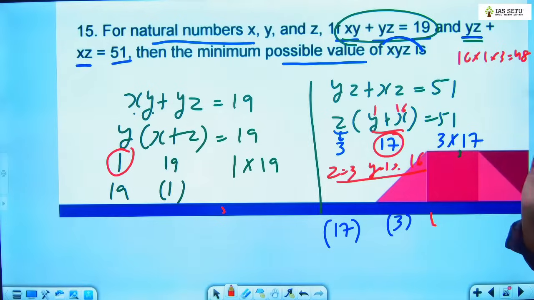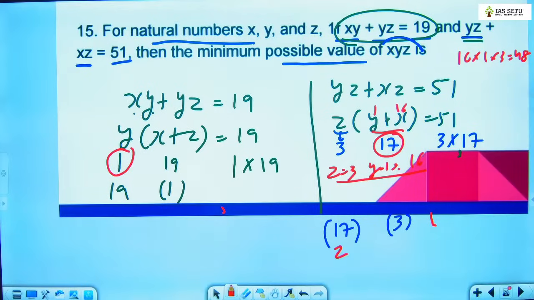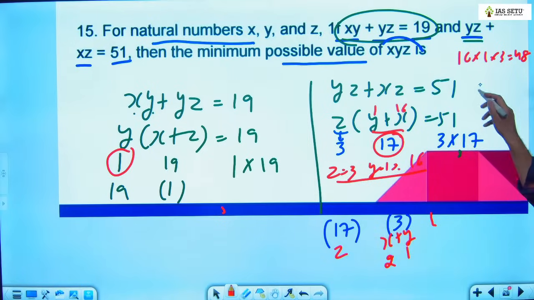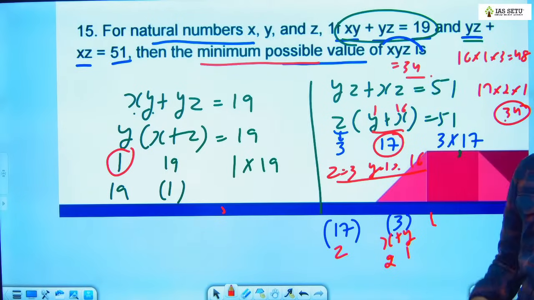But this is not the answer. Now check: if I take z as 17, x plus y as 3, where y is already 1, x will be 2. So 17 into 2 into 1 is 34. Which is better? 34. The minimum possible value is asked, so 34 is the answer.